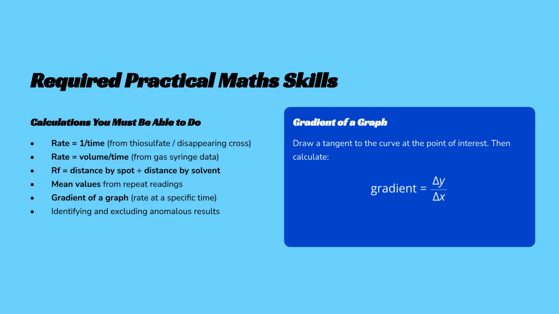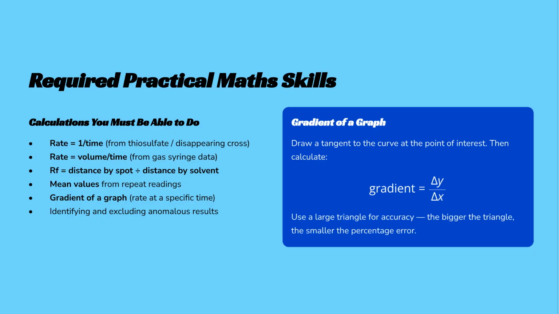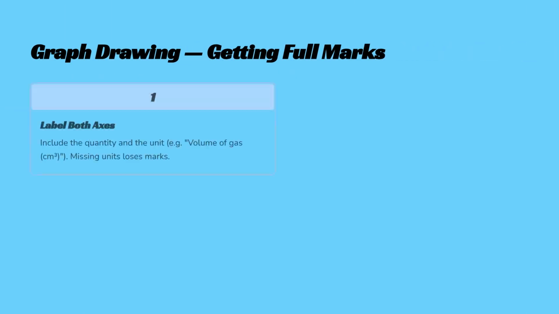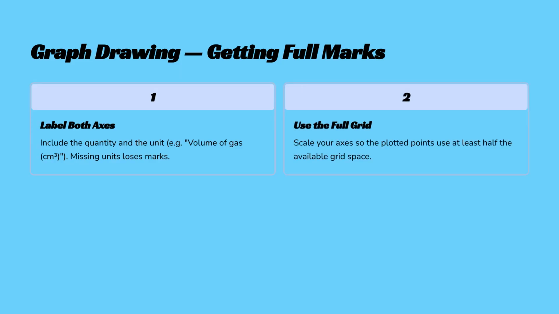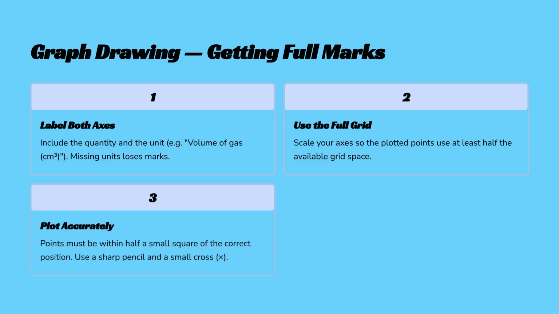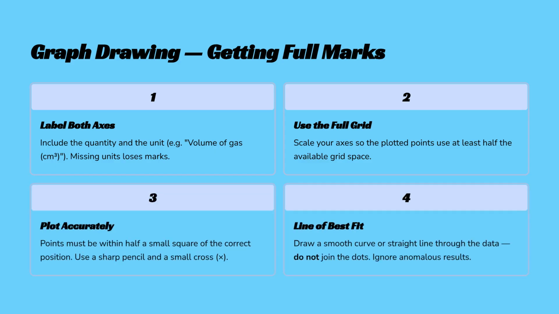Key calculations include rate equations, RF values, mean values, and calculating the gradient of a graph for the instantaneous rate of reaction. When calculating the gradient, draw a tangent and use a large triangle for accuracy. For graph drawing, ensure you label both axes with quantity and unit. Use at least half the grid space for your points. Plot accurately with a small cross and draw a smooth line of best fit, ignoring anomalous points.